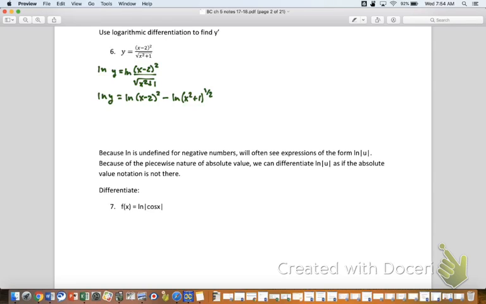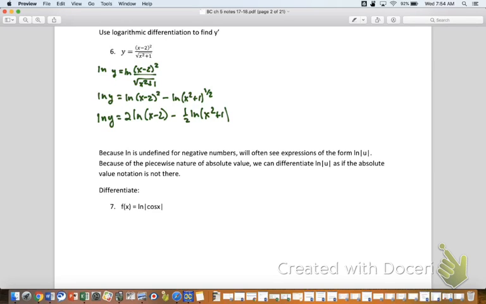So all I did is I just took that expression on the right and I expanded it using log rules. Does that make sense? And then there's one more log rule we could use to expand to make this even easier. Yeah, bring down. You're right, exactly. So it'd be natural log of y equals 2 times ln of x minus 2 minus 1/2 of ln of x squared plus 1.